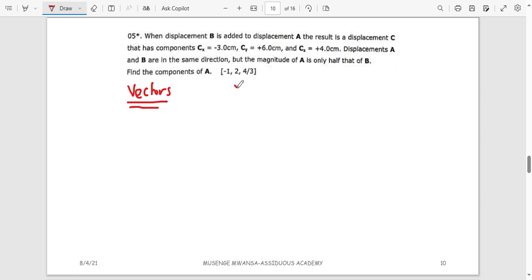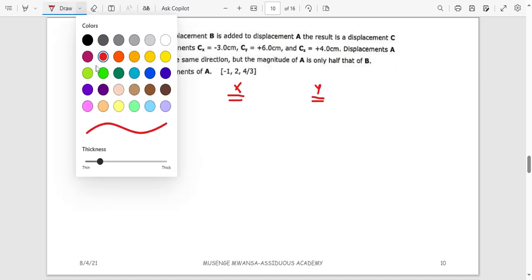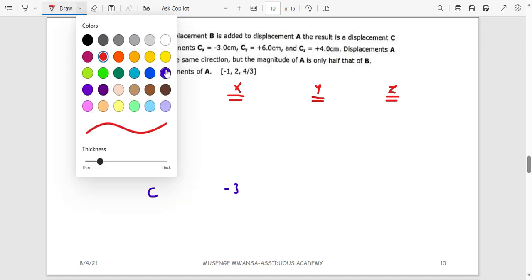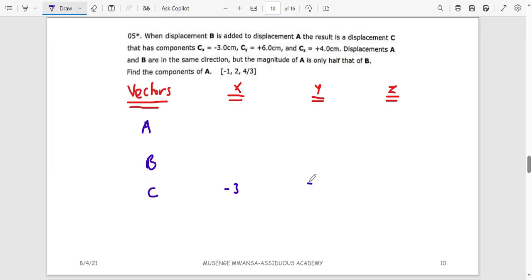So we have got the vector, the x component, and the y component. And we've been told that when displacement B is added to A, the resultant is C. So we have got A and B producing the resultant C. We've been given that the x component of C is negative 3. Actually, for this one, I've left out one: we also have the z component. The y component is a positive 6, and the z component is a positive 4.